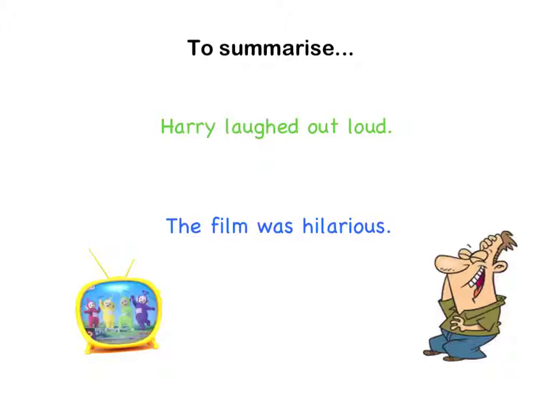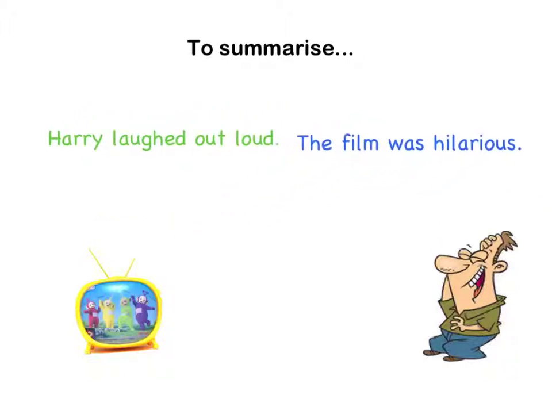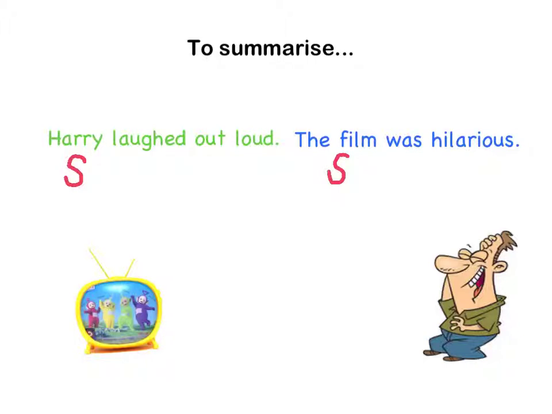We can see from the image that Harry is laughing. We can also see he is watching the television. Therefore, if we begin with the sentence Harry laughed out loud, and we take the next sentence, the film was hilarious, we can make the assumption that the reason Harry is laughing is because the film was hilarious. We can see from the two sentences, each is a main clause. They both have a subject, Harry, the film. They both have a verb, laughed, was, and they both have an object, out loud, hilarious.